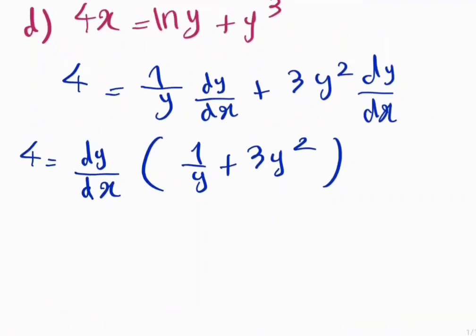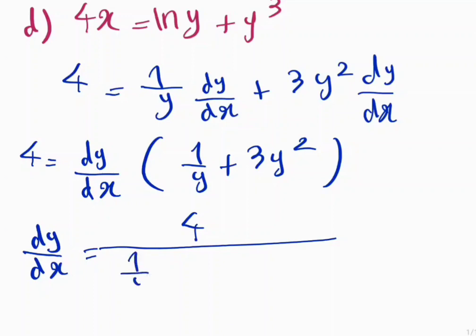Now, as the last step, we can divide both sides by the bracket. So we have dy by dx is equal to 4 over 1 over y plus 3y squared. So that's the final answer in terms of y, but we can simplify this because it's not in a very nice form. So let's simplify this.